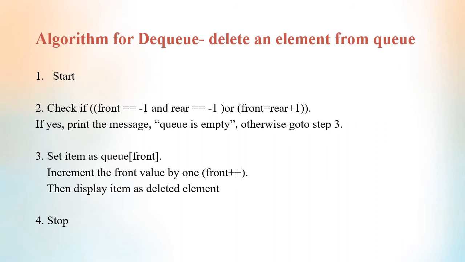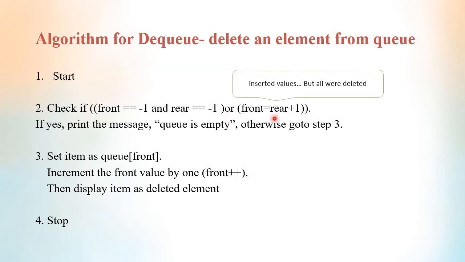Now let us discuss the algorithm for dequeue, that is, to delete an element from the queue. Start. Then we have to check whether the queue is empty or not. For that, we have to consider two situations. The first one is front is equal to -1 and rear is equal to -1. That is the initial state of the queue. No elements are inserted till now. In that case, queue will be empty.